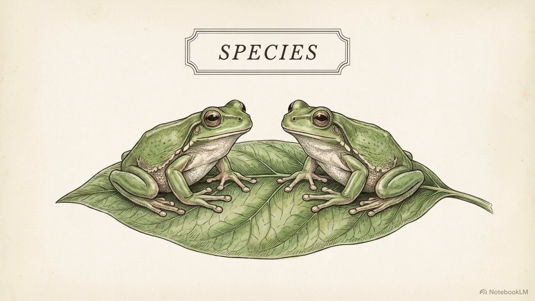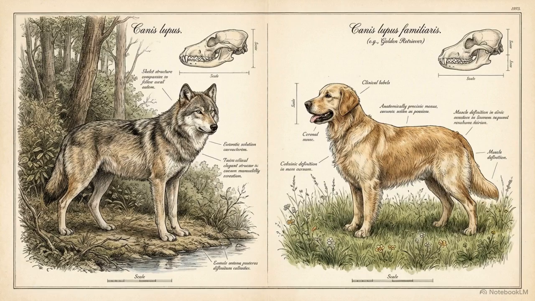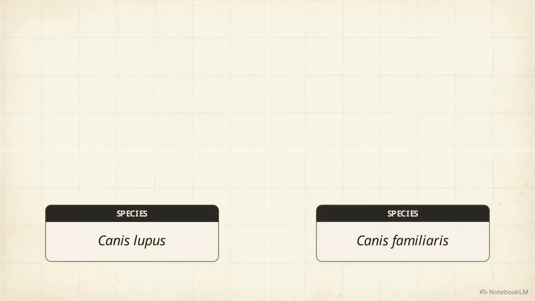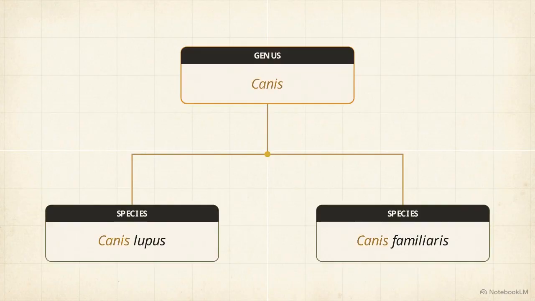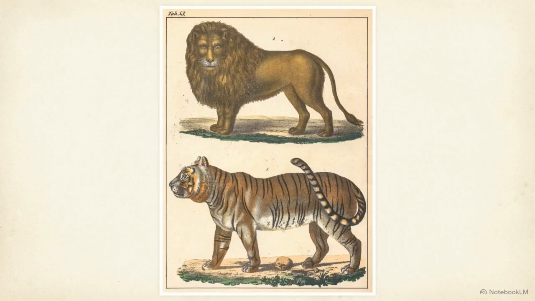The bedrock of this classification is the species. A species is a group of organisms with maximum genetic similarity, capable of interbreeding to produce viable offspring. The gray wolf, Canis lupus, and the domestic dog, Canis familiaris, are reproductively isolated. They are two distinct species. However, they share deep morphological similarities, which aggregate them into the first taxonomic level up, the genus node, in this case, Canis.